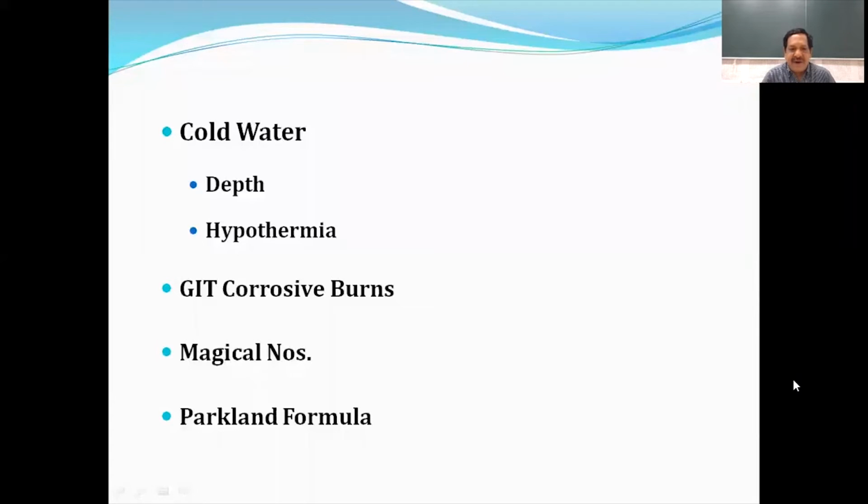Magical numbers, today we'll answer these magical numbers also. And Parkland formula, there are a number of formulas to guide us to calculate the fluid loss during the burns treatment. Parkland formula is commonly chosen or most widely used because of its simplicity and ready availability of the crystalloid, for example, ringer lactate, and it is easy to calculate.